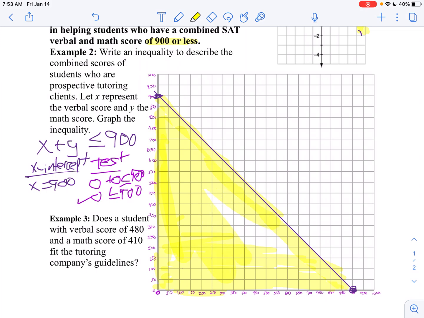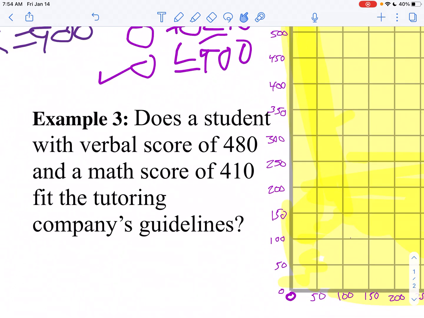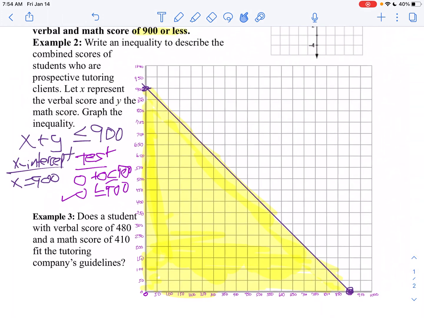That's example 1. Now, example 2 says, does a student who has a verbal score of 480 and a math score of 410 fit the tutoring company's guidelines? Well, let's plot that point. So I'm going to go over 480 on my x-axis. I'm going to go up 410 on my y-axis. Here's 480 and here's 410 about. So I'll plot that point. And notice that's in my shaded region.